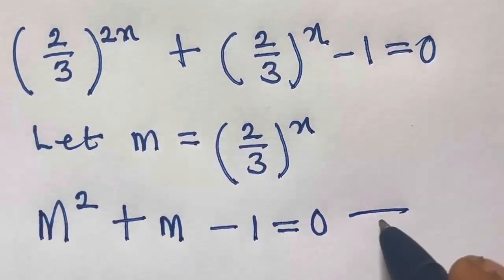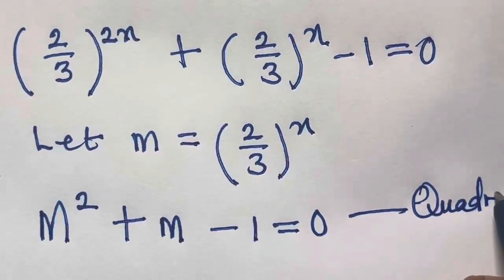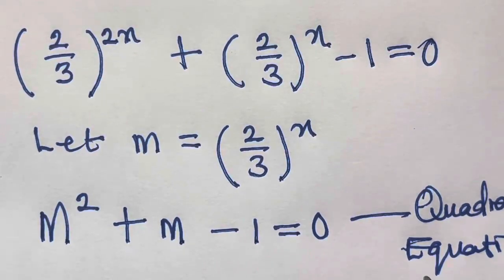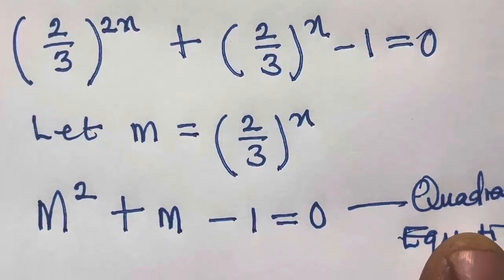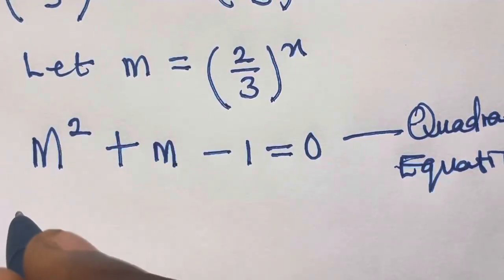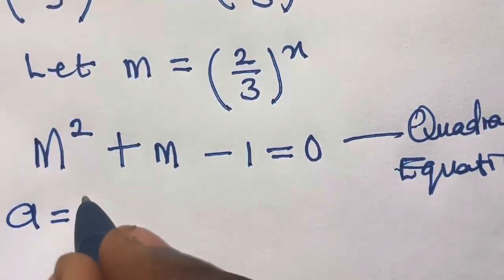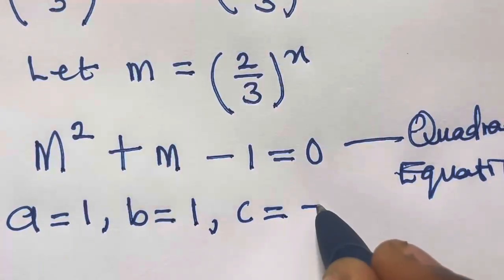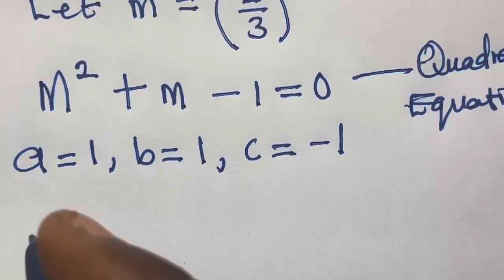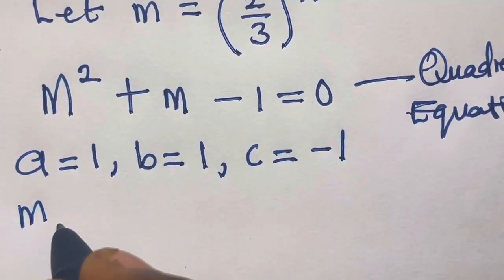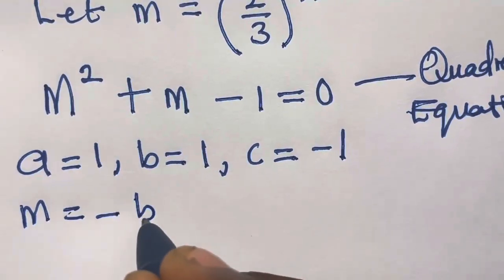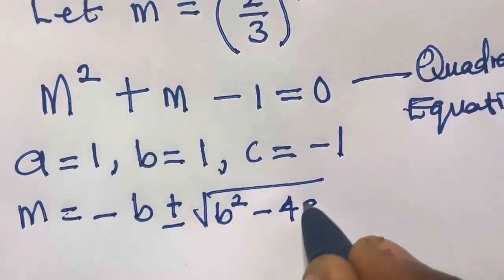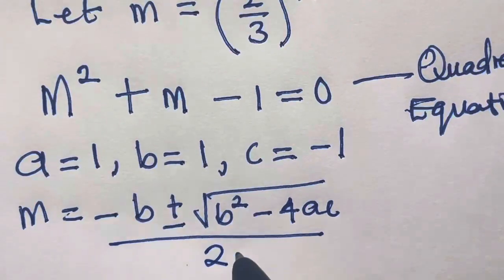So you observe that this is a quadratic equation. To find our m, we need to solve this quadratically. So let's say we want to solve it using the quadratic formula. From here we have a, our coefficient of m squared, which is 1, b, our coefficient of m, is 1, and c, our constant, is equal to minus 1. So using the quadratic formula, which says m equals minus b plus or minus square root of b squared minus 4ac, divided by 2a.